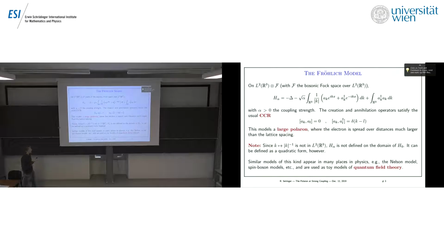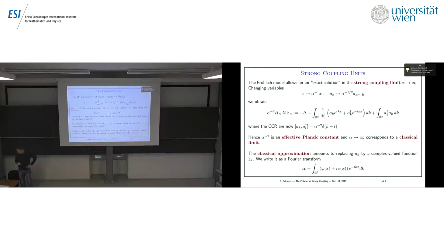You can think of this also as some sort of toy model of quantum field theory. There are many models of this kind in physics, modeling different physical scenarios, but the mathematical structure of the models is similar. For instance, the Nelson model in quantum field theory or things of that kind. Okay, so back to the Fröhlich model.